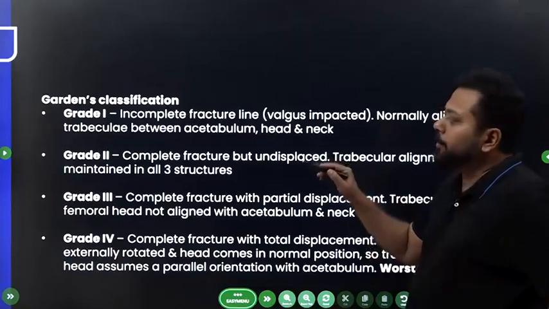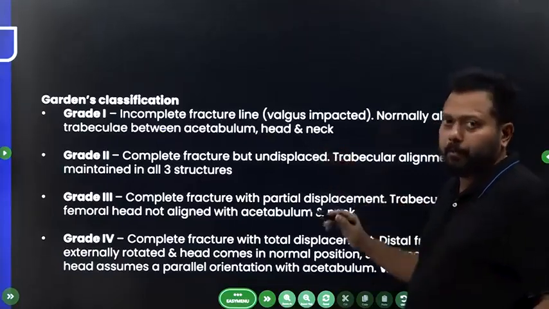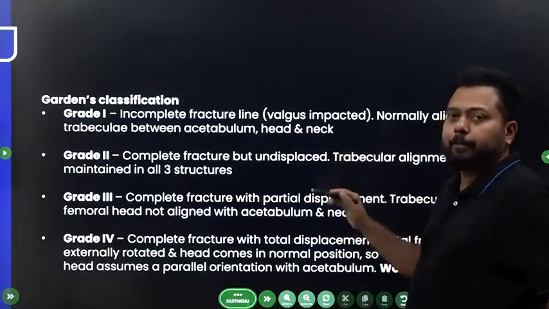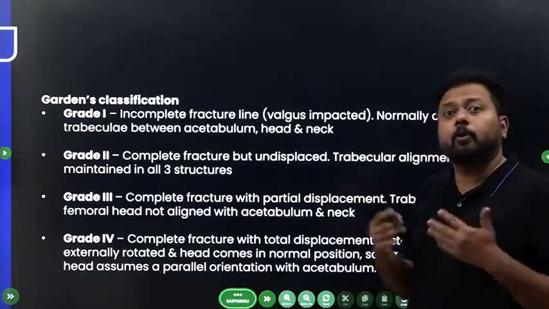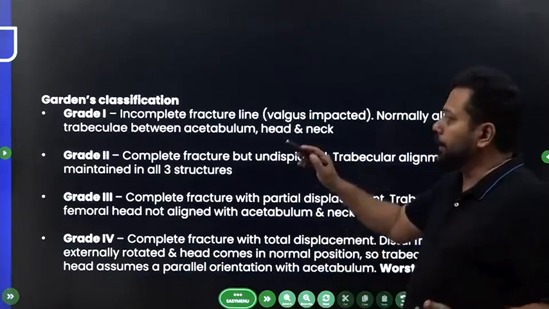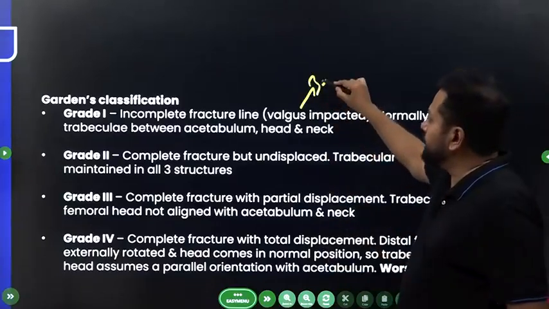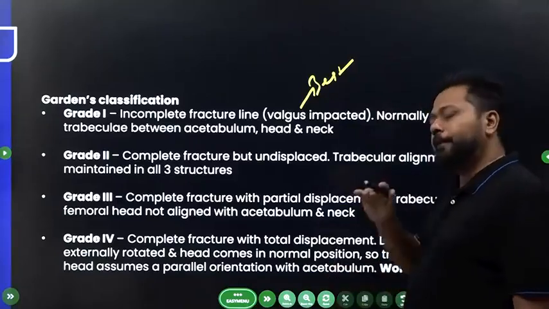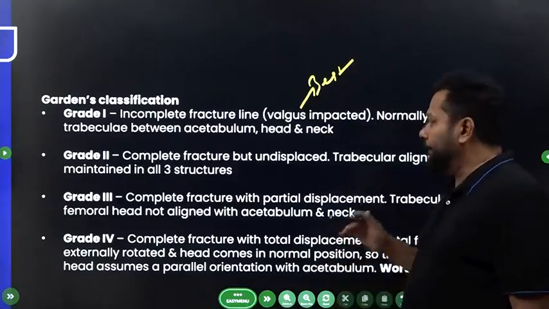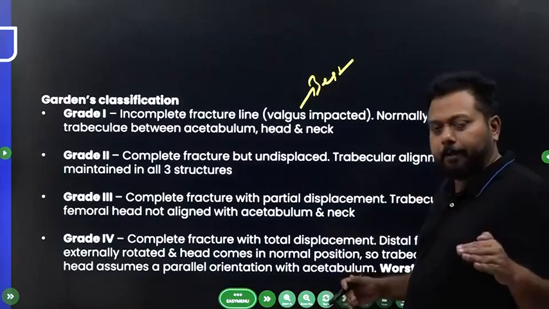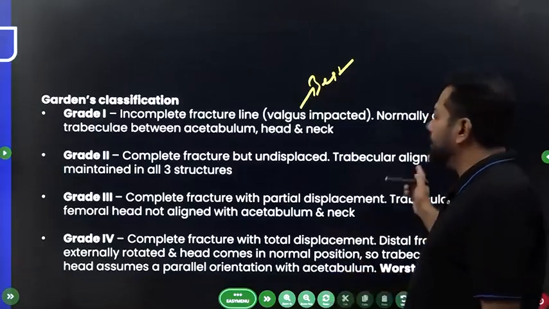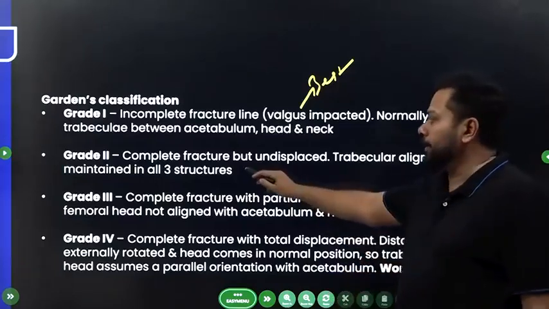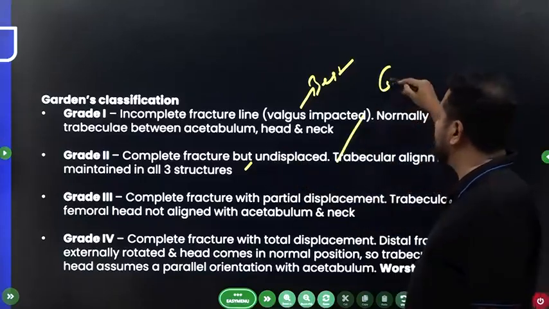So in grade 1, the trabecular distribution is normal and the fracture is incomplete. When the fracture is incomplete, there is no question about displacement. So grade 1 has the best prognosis. Grade 2, the fracture line is complete but undisplaced. Trabecular alignment is maintained in all three structures. Again, this has a good prognosis.